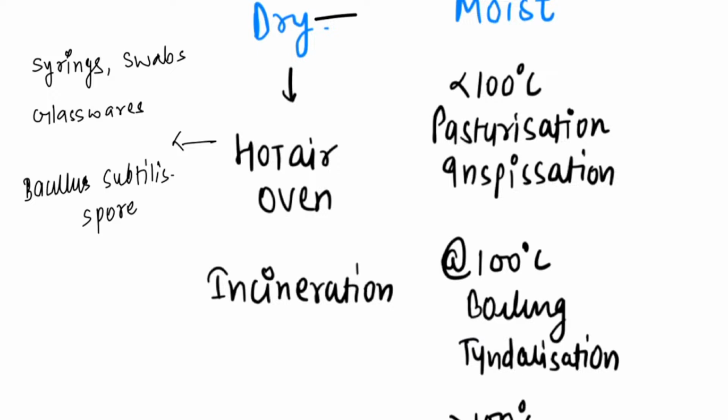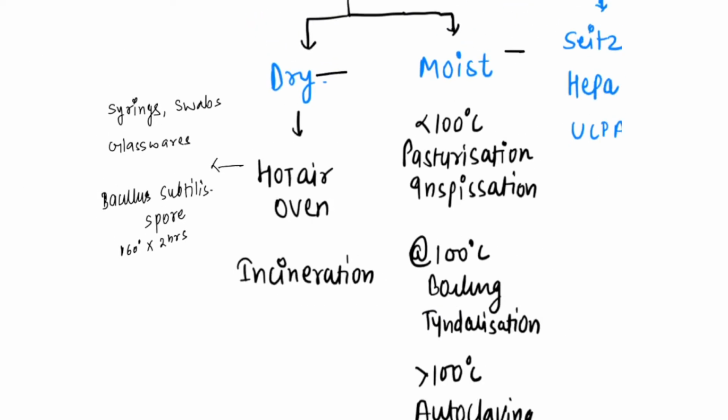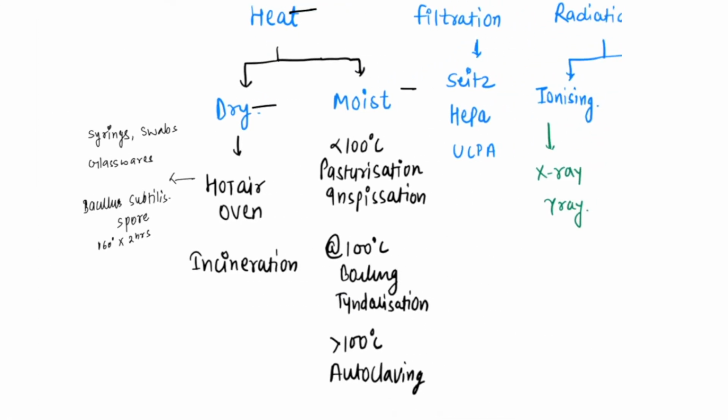So the thing that we are using is Bacillus subtilis spores. What is the temperature that we are using it for? 160 degrees for 2 hours. That is all about the hot air oven you need to remember.